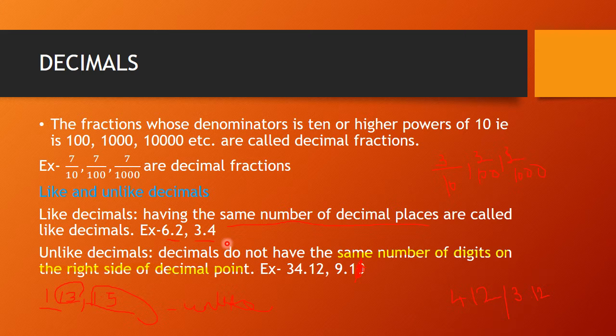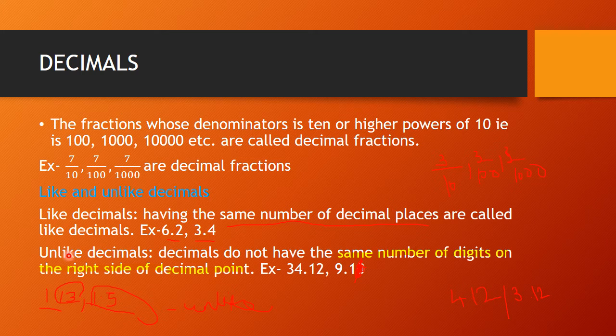I will give you one more example. Here you can see my cursor, 4.12 and 3.12. Here both the decimals have the same number of decimal places after the decimal point. Both are 12. They have the same number of decimal places, which is still hundredths. So that's why they are known as like decimals.